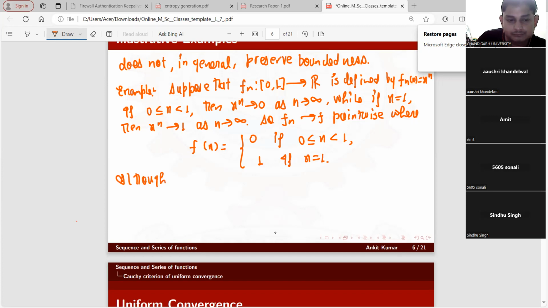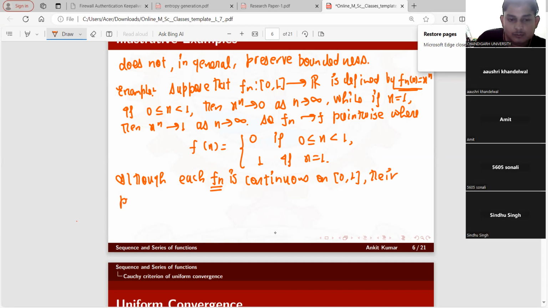Although each fn is continuous on the closed interval [0, 1]. Why? Because fn(x) is a polynomial function on [0, 1], so it is continuous on [0, 1].